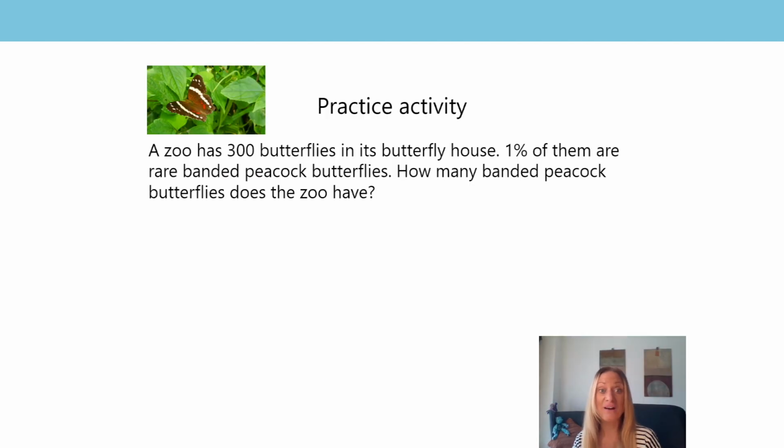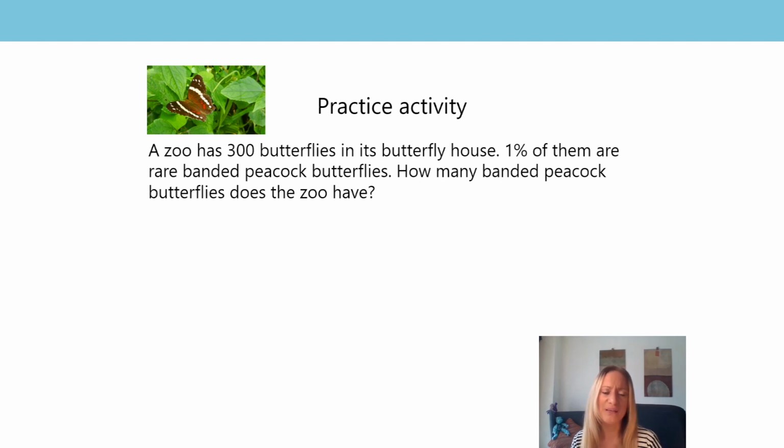Miss Chambers left you this practice question. Let's read it together. It says that a zoo has 300 butterflies in its butterfly house. 1% of them are rare banded peacock butterflies, and how many banded peacock butterflies does the zoo have? So there's some information in there that we can isolate straight away, isn't there? Some key information.